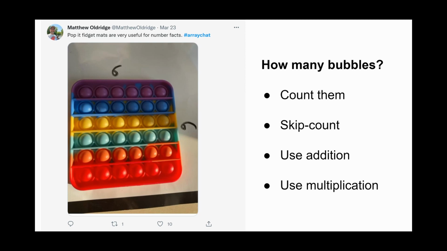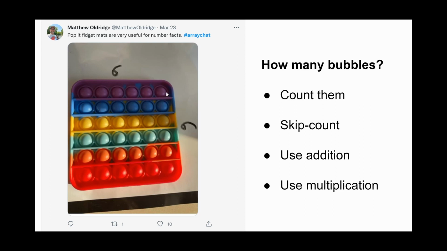So I think the easiest way to really see the power of arrays is to start using a few. So we see here a pop-up fidget. And this pop-up fidget has 6 different colors with 6 different bubbles in each color. So it's a 6 by 6 array. And we could count them. If your child had this in their hand, they could pop the bubble while counting. And so they could count how many bubbles are there.